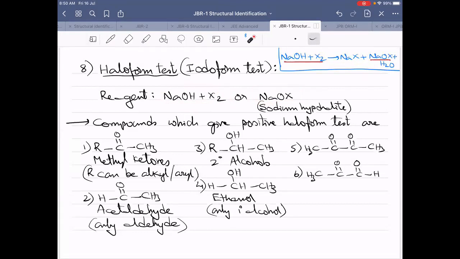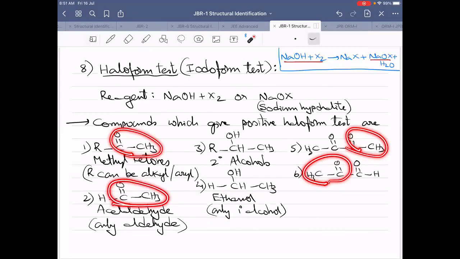So the compounds which give a positive haloform test are all these compounds: methyl ketones, then secondary alcohols, then this is also a methyl ketone actually, then this is also a methyl ketone, and then ethanol. Under primary alcohols, only ethanol will give the reaction. These four compounds we can understand are giving the test because they have methyl ketones.